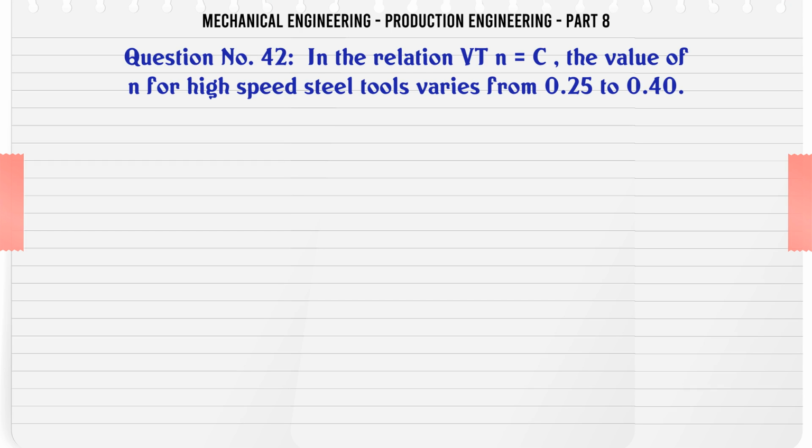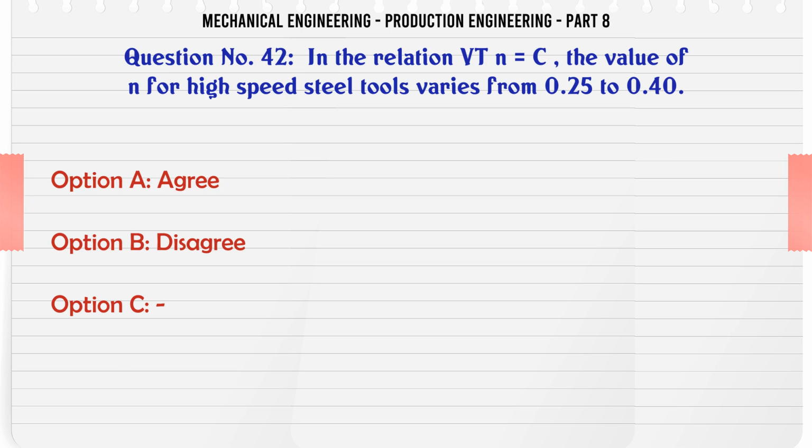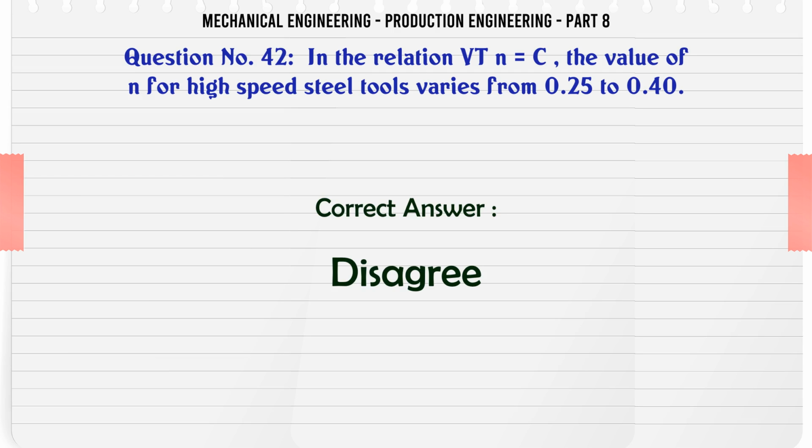In the relation VT^n = C, the value of n for high-speed steel tools varies from 0.25 to 0.40. A. Agree. B. Disagree. C, D. The correct answer is disagree.